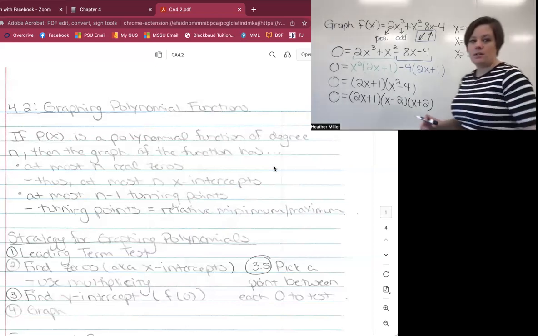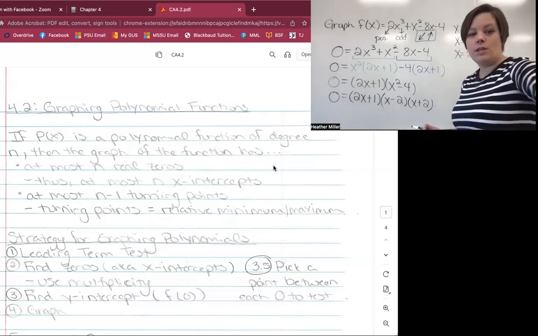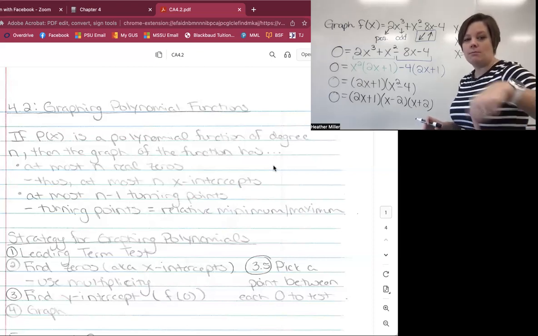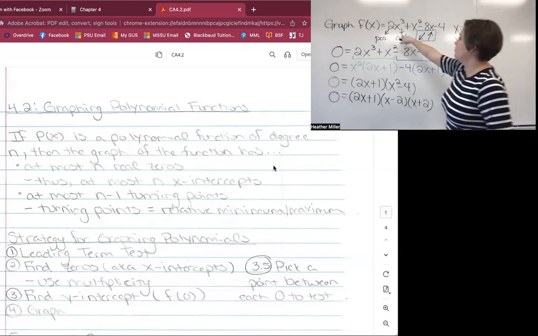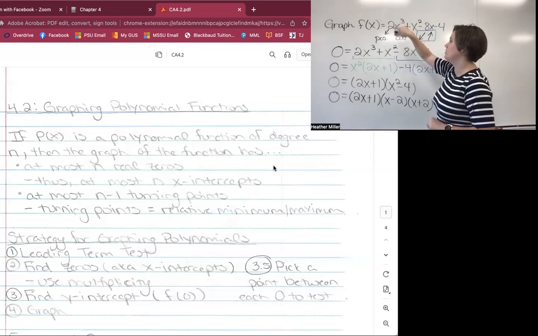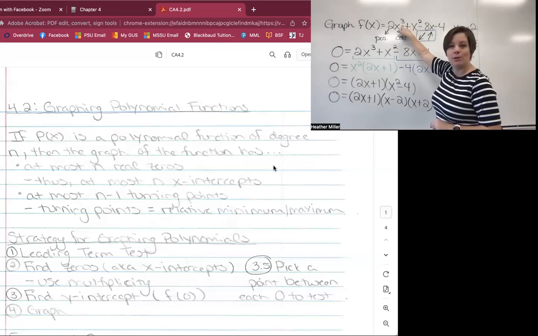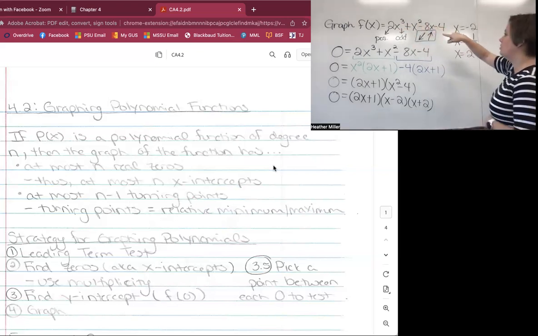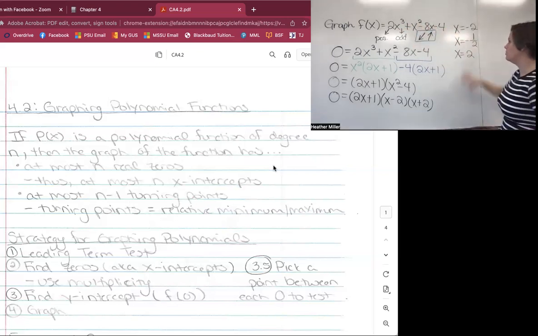Remember, based on just the definition of our polynomial function, we can have at most n number of real zeros. That means the degree of your polynomial dictates how many zeros you can have. I could have 1, 2, 3, or 0 zeros for this, but I can never have 4 zeros because it's a third degree polynomial. So a third degree polynomial is capped out at 3 zeros, and I got 3 zeros.